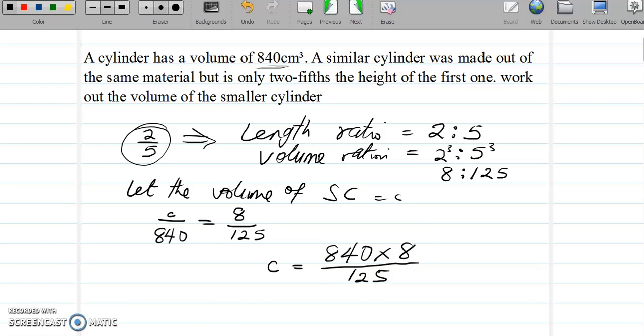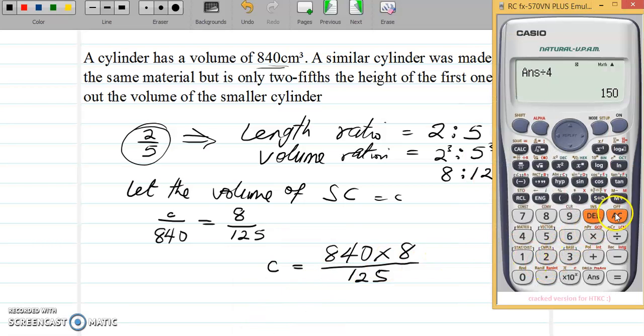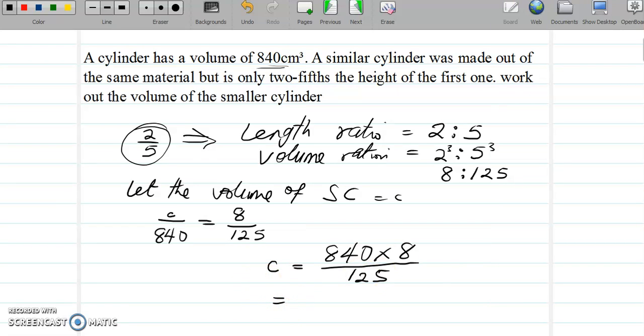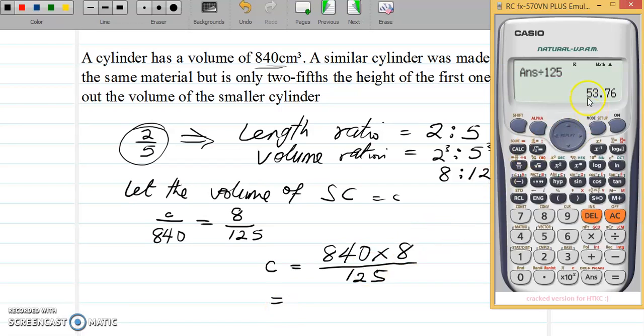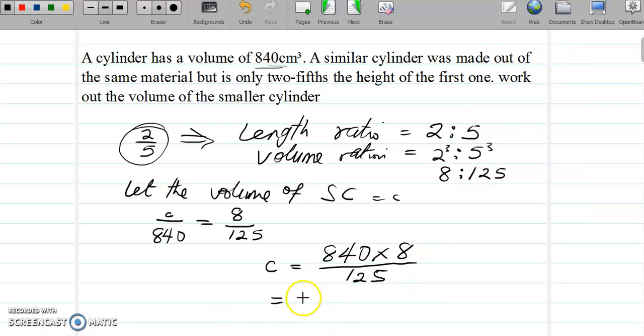Okay, let's check what we have. 840 multiplied by 8, whatever it gives us, we have to divide it by 125. If I divide it by 125, that gives us 53.76. So this gives us the volume of the smaller cylinder.